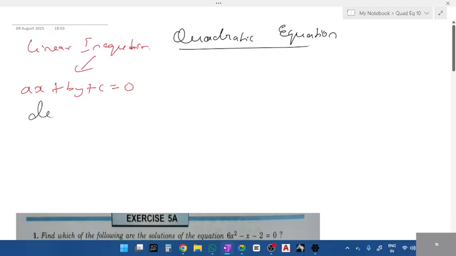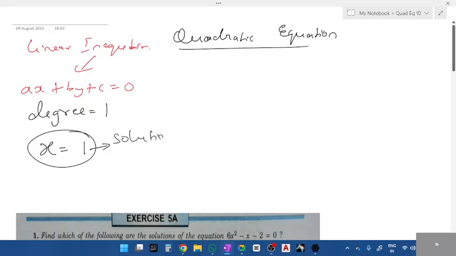Degree is 1. So whenever it comes to a linear equation, the degree is always 1. Degree is 1, which means x will have only one value, students. One value. We call this the solution, answer, or root. Basically, in an equation, we call it a root. This is the meaning: root is nothing but the solution or answer.